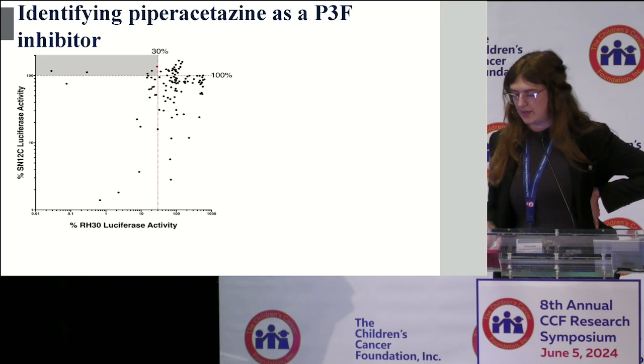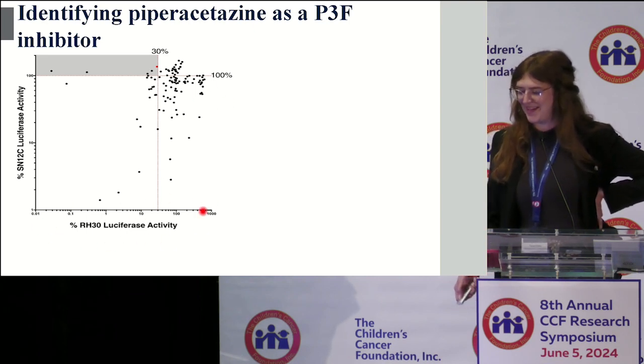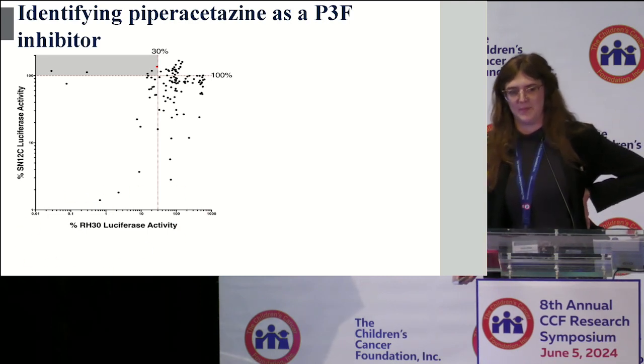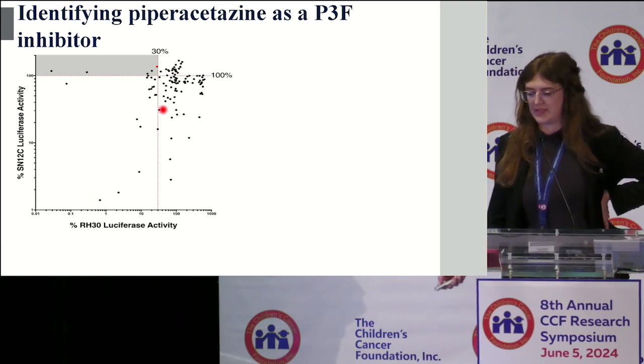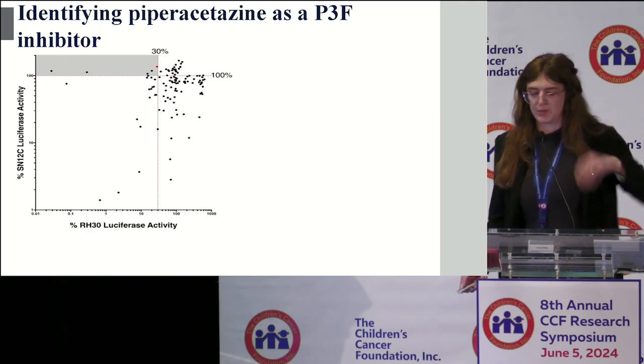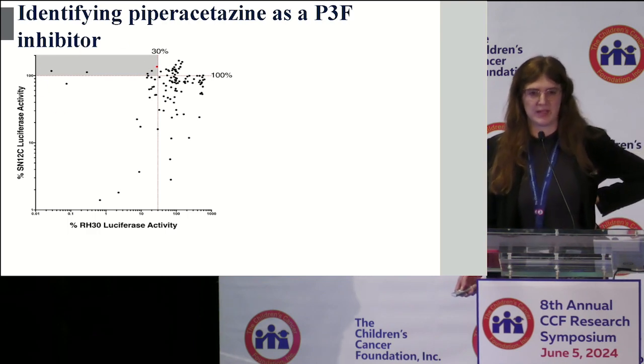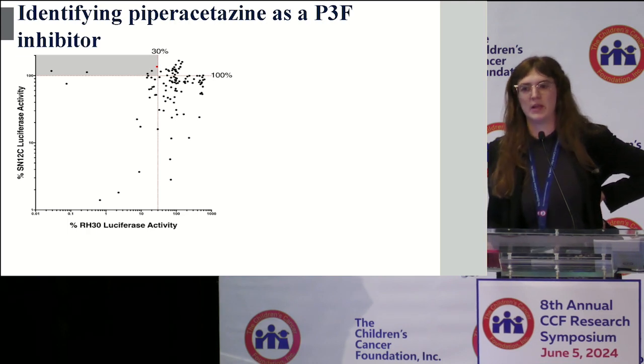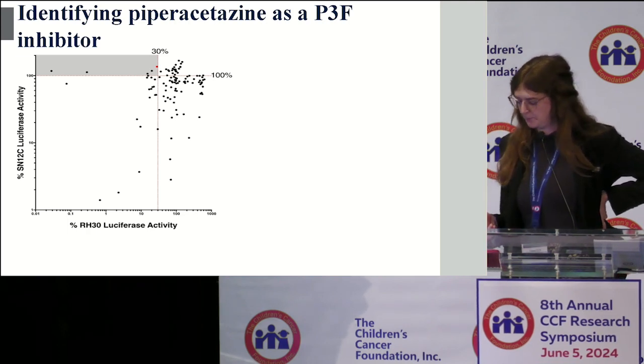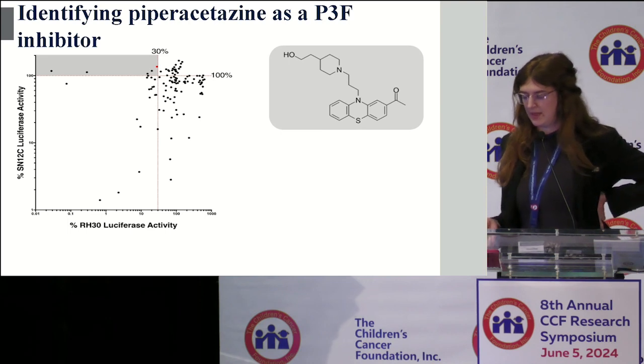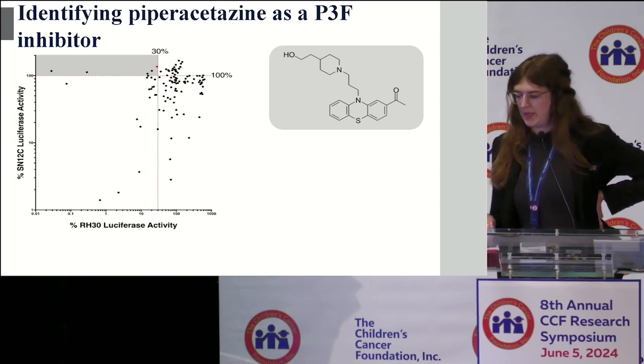This is just showing you what it looked like evaluating those hits as far as PAX3 FOXO1 binders. On the x-axis here, let me see if I can do the pointer. Oh, fancy. On the x-axis here, you can see RH30, which is a fusion-positive cell line, and we're looking for inhibition of this cell line, so 30% or less. But we didn't want to see inhibition of a control cell line. So everything in this gray box up top, those were some of our primary hits for things that were capable of both binding to PAX3 FOXO1 and inhibiting its transcriptional activity. And there you can see the structure of piperacetazine, which is our top hit.